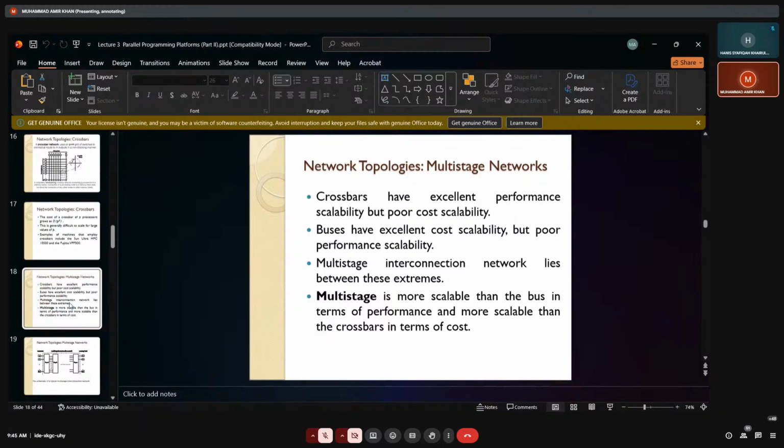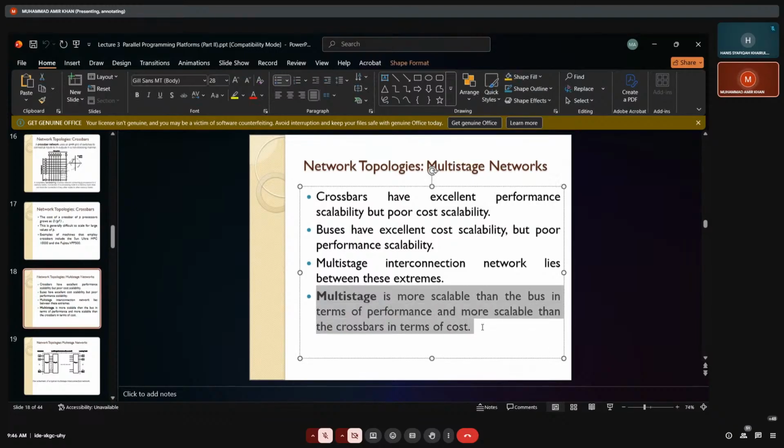Because the crossbar's advantage is excellent performance, the disadvantage is cost. Bus is cheap but has poor performance. So multi-stage incorporates both benefits. Multi-stage is more scalable than a bus in terms of performance and more scalable than a crossbar in terms of cost. Number 3 is multi-stage.